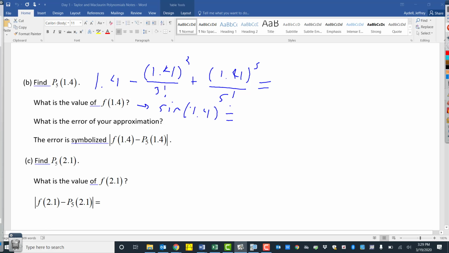This is not something I need to go over with you. You can just plug it in and see it, but we symbolize that error with f of 1.4 minus p sub 5 of 1.4. So this is the approximation and this is the actual value. If you ever see this, you'll know that it's just asking for the error between your approximation and the actual value.